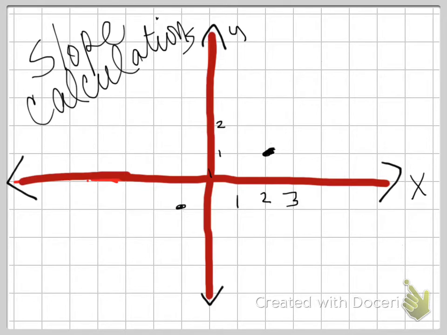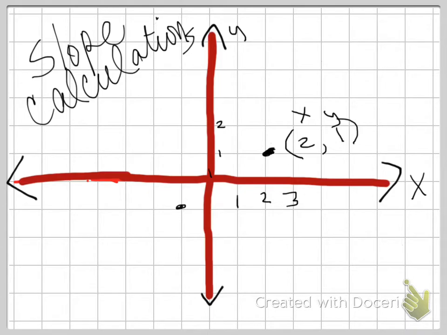So I went over 2 units for x. It's always x then y. So the x is 2, okay? And when I went over 2 to get the y, I went up 1. So the y is 1. So that particular coordinate is 2, 1. X is 2, y is 1.